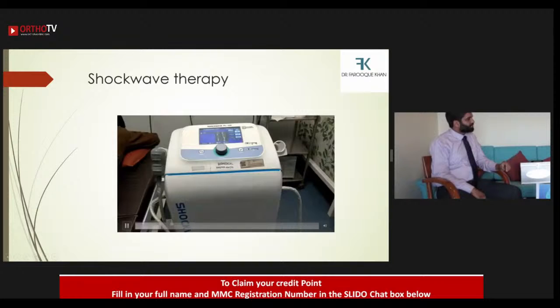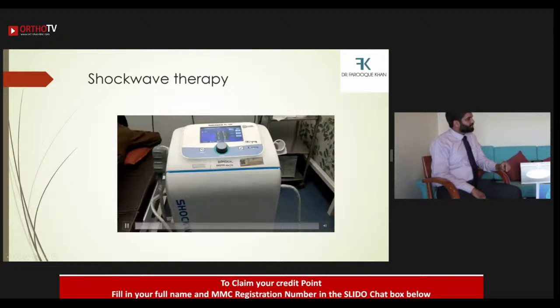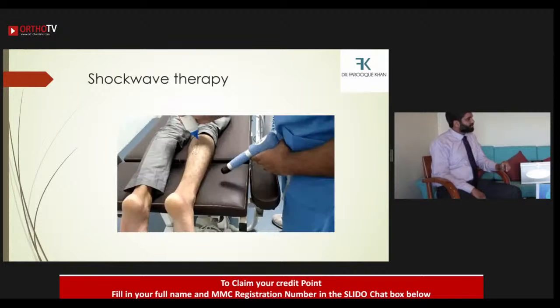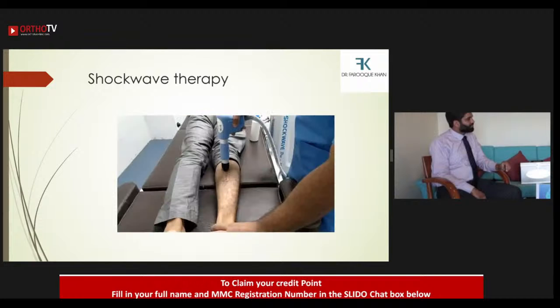With USG gel as the medium, the machine shots have to be given. Approximately 1500 shots per muscle. So in one session I can treat up. More than that, it will cause other problems.